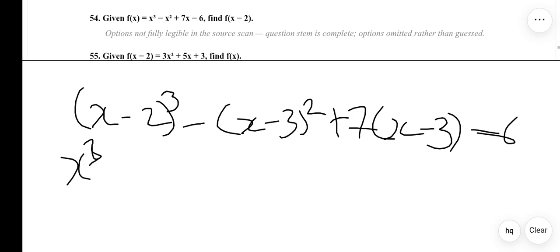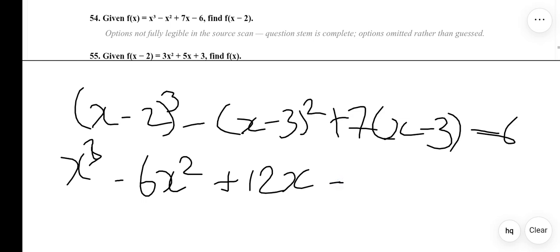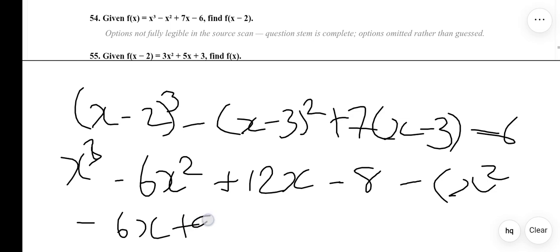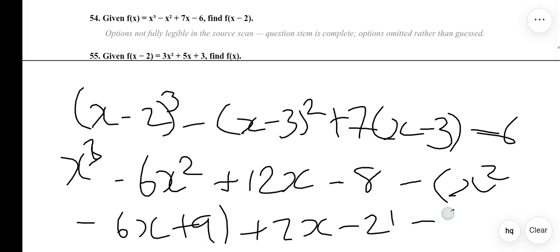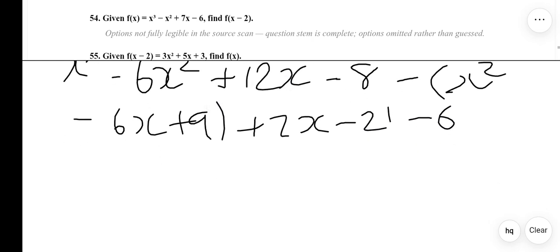s cubed, minus 3 times 2, that is 6s squared, plus 3 times 4, that is 12s, minus 8, plus this minus this one will give me s squared minus 6s plus 9. Then this 7 times s will give me 7s, 7 times 2 will give me 14, then minus 6. So sorry, I'm jumping 7.